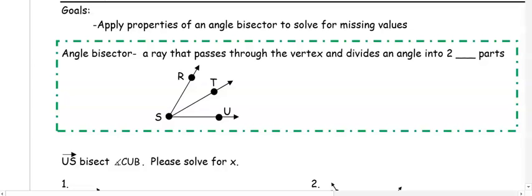This video is about applying the properties of angle bisectors to solve for missing values. So our angle bisector is a ray that passes through the vertex and divides an angle into two congruent parts. So if ray TS bisects our angle RSU, these two angles are going to be congruent to each other.